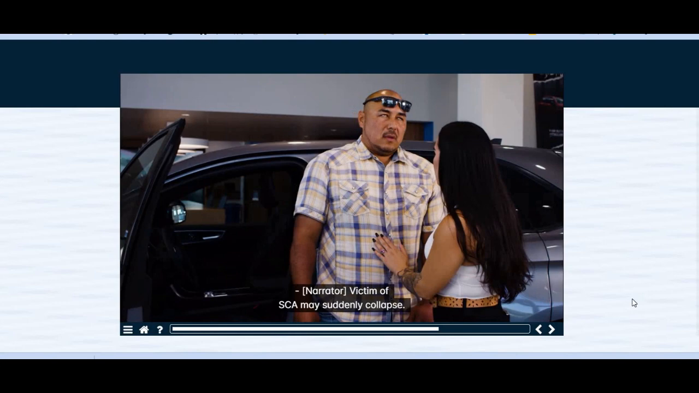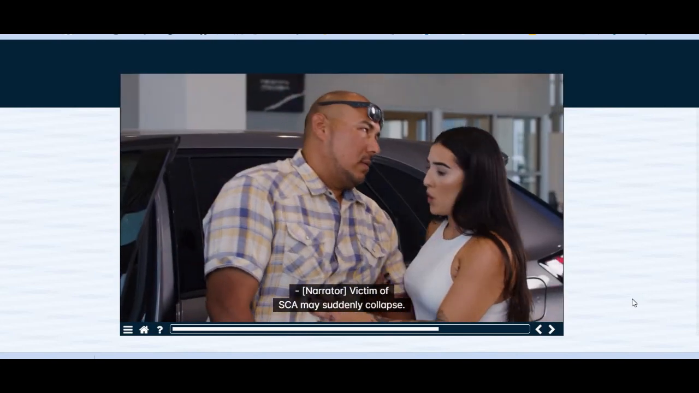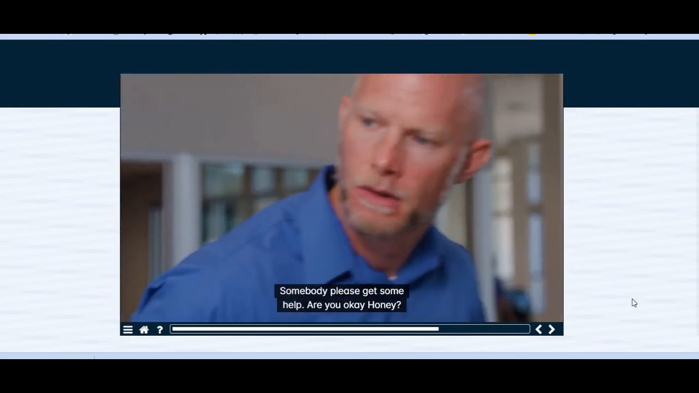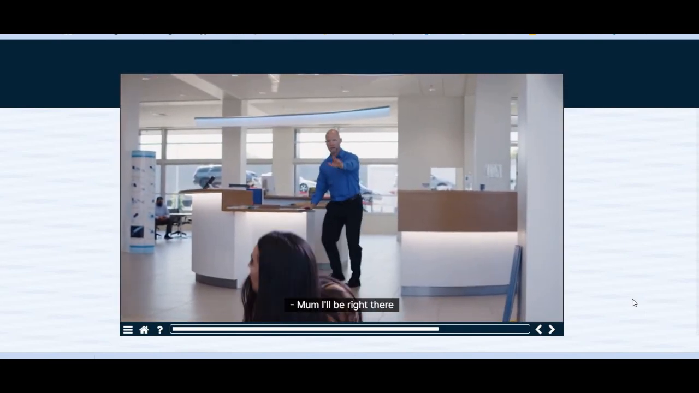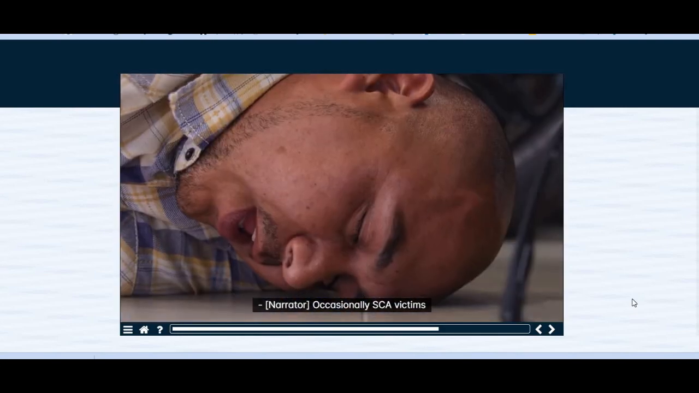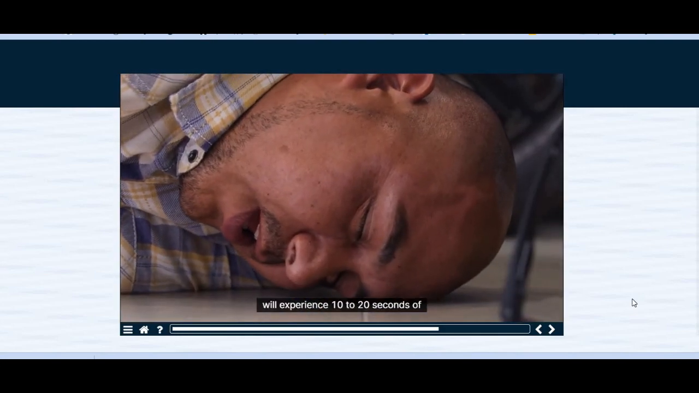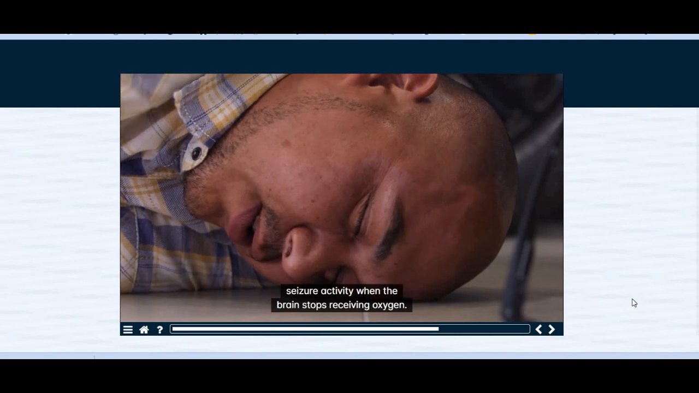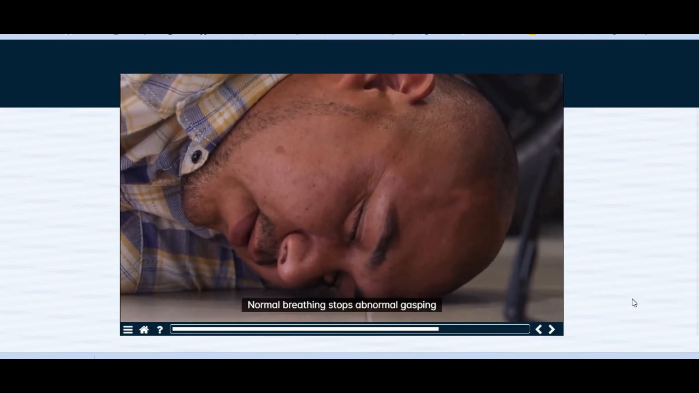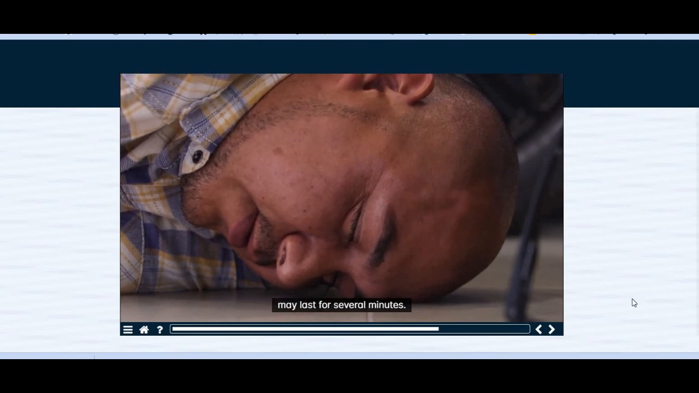Victims of SCA may suddenly collapse. Occasionally, SCA victims will experience 10 to 20 seconds of seizure activity when the brain stops receiving oxygen. Normal breathing stops. Abnormal gasping may last for several minutes.